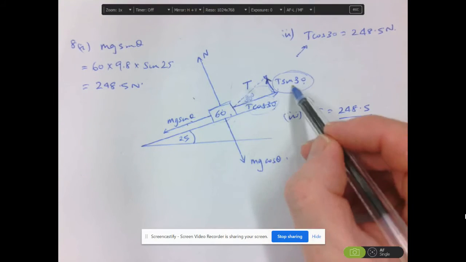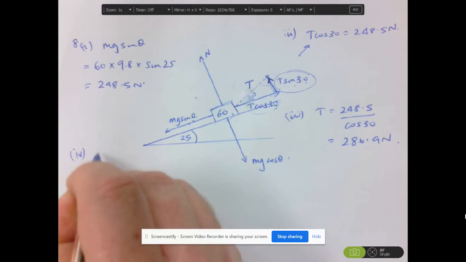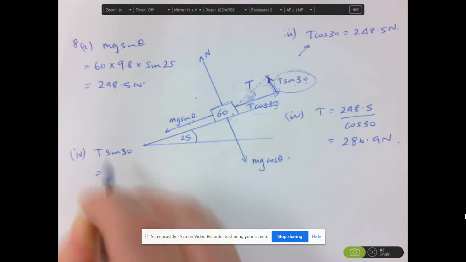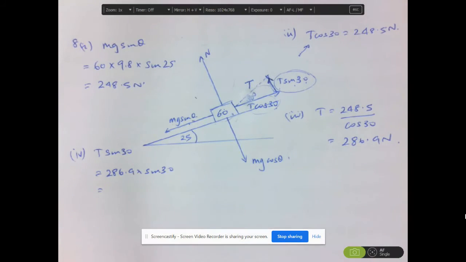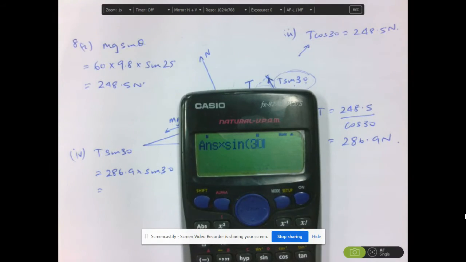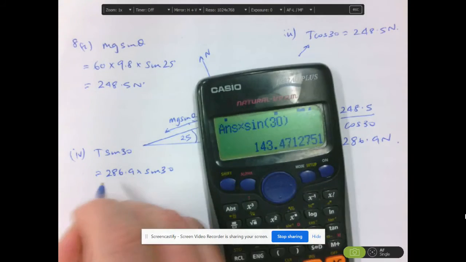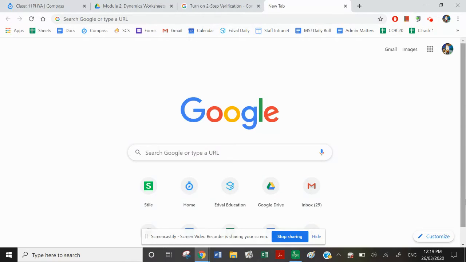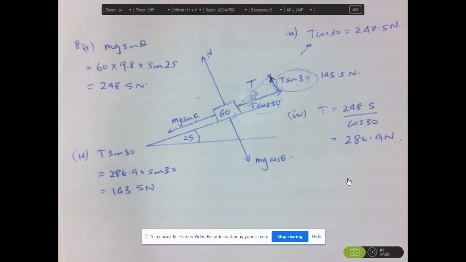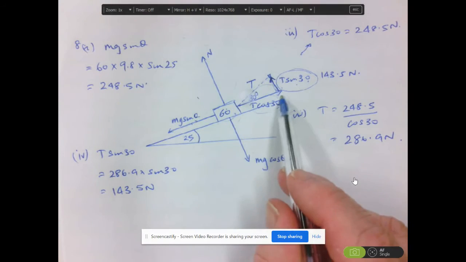Part 4 is asking us for T sine 30. That would be 286.9 times sine 30, so it's basically half of that value, and that's 143.5 newtons. Oops, I lost you there for a few seconds. This is 143.5 newtons, pulling it off the incline.